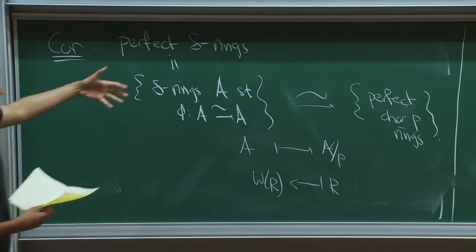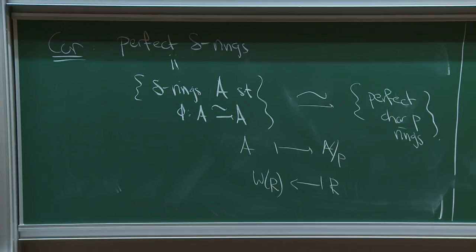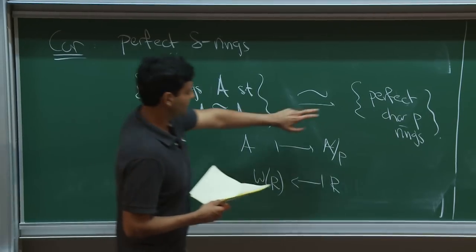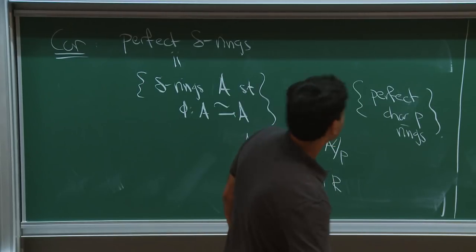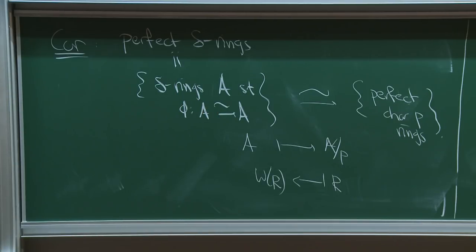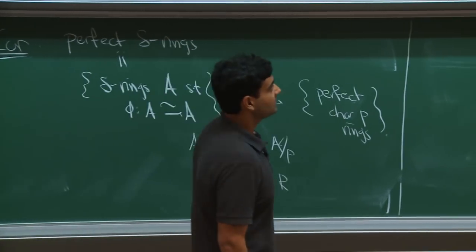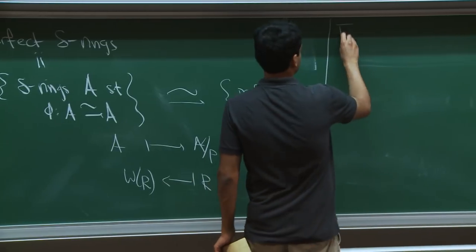And so this provides some kind of a mixed characteristic way of probing what perfect characteristic P rings are. Of course, you could also have done this just using Witt vectors. But in a moment, I want to generalize this, where here I allow perfectoid rings, and here it will be a slightly different notion. Is that OK? All right. So this is kind of the language we need.